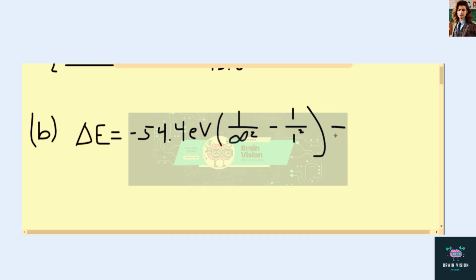So plugging these values in, we find that the ionization energy, of course, is just 54.4 electron volts. We can box that in as our solution for part B.